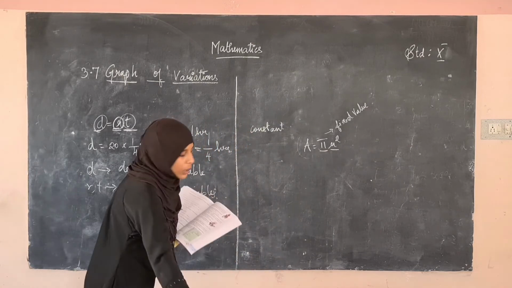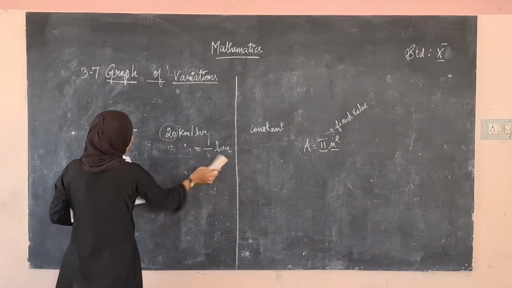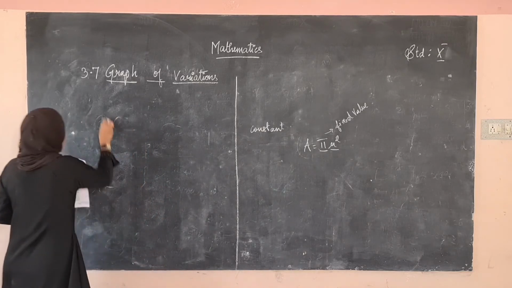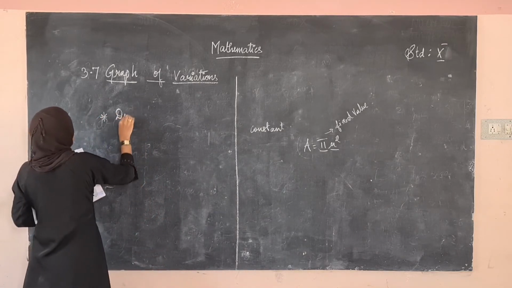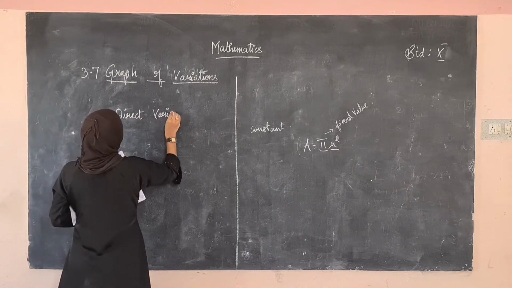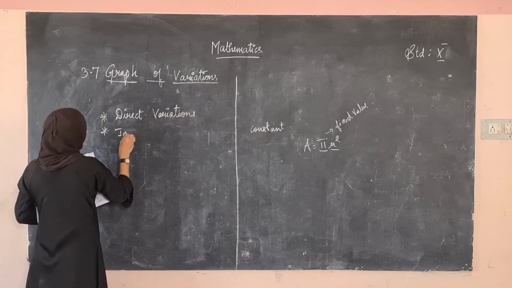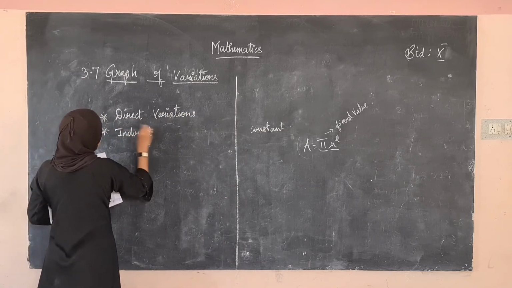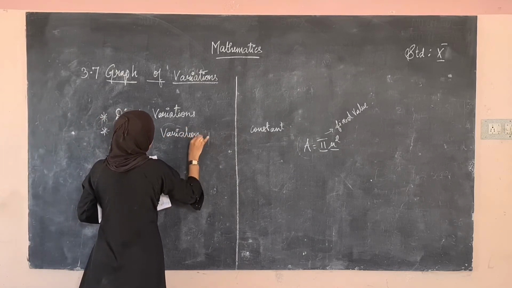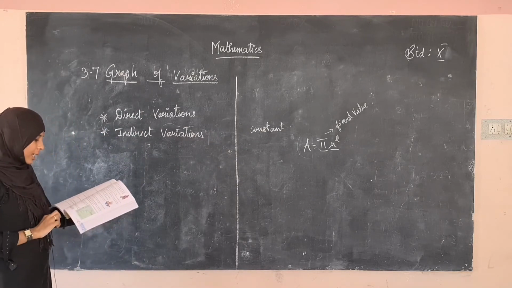Okay. Now, we are going to see the variations, the types of variations. There are two types of variations. The two types are direct variations and indirect variations.